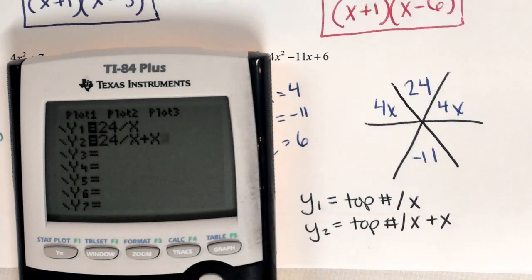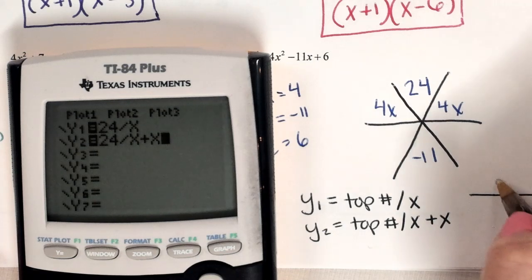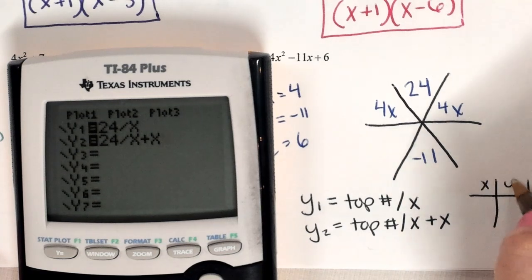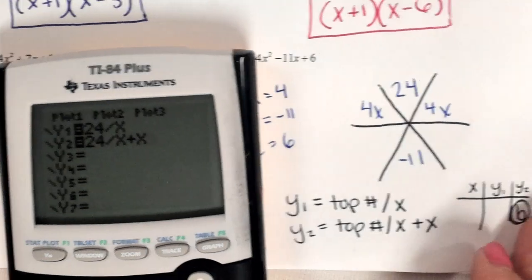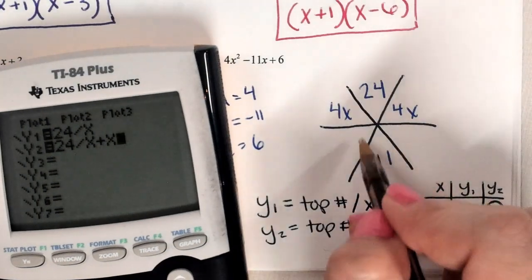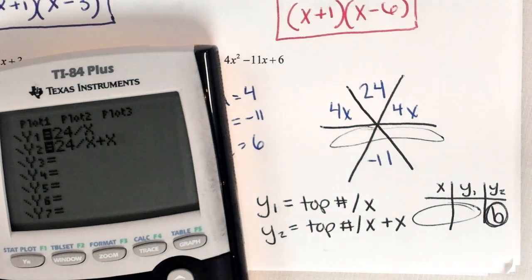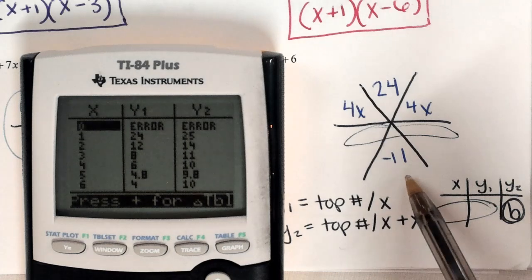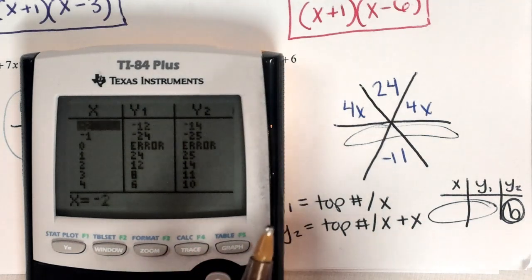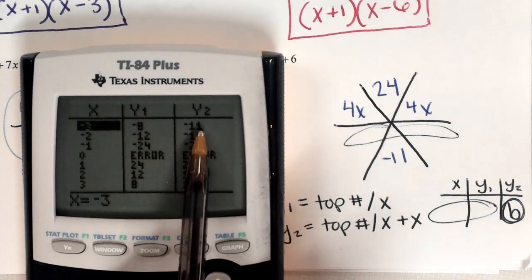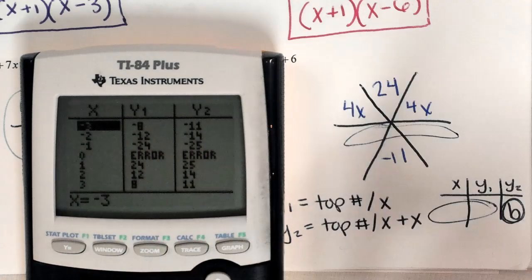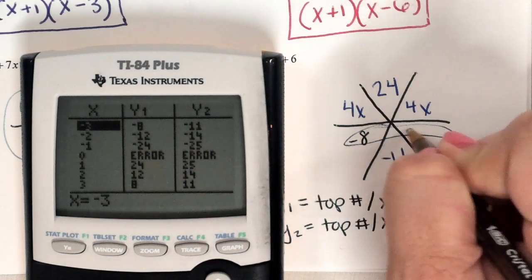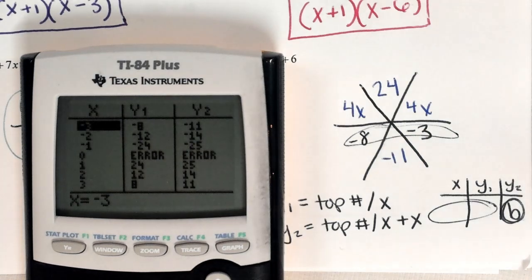Yes? So then I go to my table, and I have x, y1, y2. I'm looking for my bottom number in y2. And whatever's here is what goes here. So we're going to go to our table, and we're looking for the bottom number, which is negative 11. Well, all these are positive, so let's go up. And look, there's negative 11. So what are my two numbers? Negative 8 and negative 3. Does that make sense? So your calculator can help you find those.